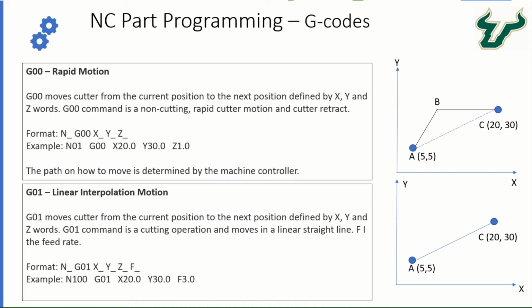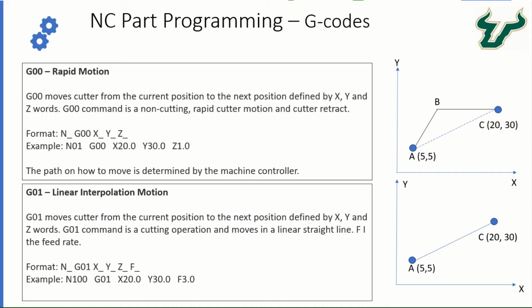So the G00 command is a non-cutting, rapid cutter motion and cutter retract. The simple format is given as the N word, then the G word, which is G00 here, and then the X, Y, and Z coordinates. All right. So an example of this could be N01, G00, X 20.0, Y 30.0, and Z 1.0.